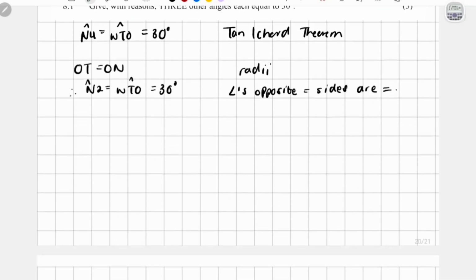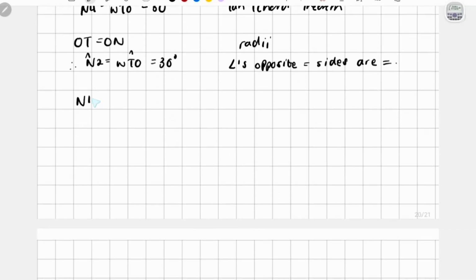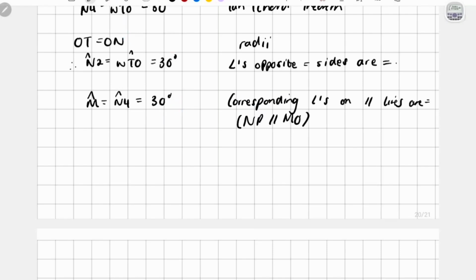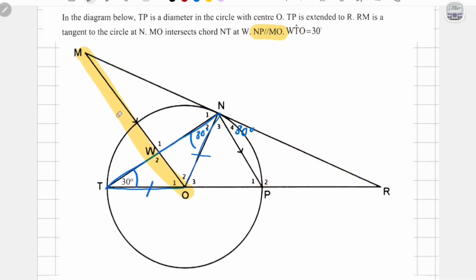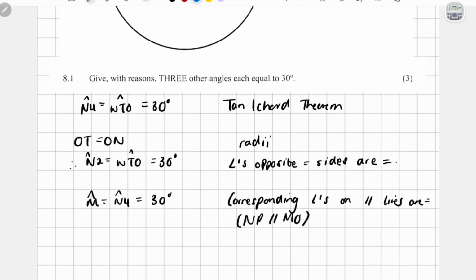I'm going to state that. So it means that angle M is equal to angle N4, which is equal to 30 degrees as well because of corresponding angles. Okay, so I'm also going to put that down and make sure that I let them know that is 30 degrees, just so that I don't get lost as I go on, because these answers may help you with your other questions as well. Okay, so those are 3 other angles equal to 30 degrees. That's 1, 2, and 3. Moving on to the next question.